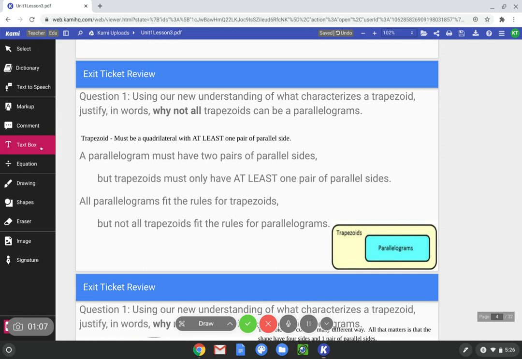So the definition of a trapezoid is that it must be a quadrilateral, meaning it has to have four sides. So it must be a quadrilateral with at least one pair of parallel sides. Okay, so let's start from that. And then a parallelogram must have two pairs of parallel sides, and it's also a quadrilateral. The key word that we must look at is "at least." So a trapezoid must have at least one pair of parallel sides. This indicates that it's possible for trapezoids to have two pairs of parallel sides.